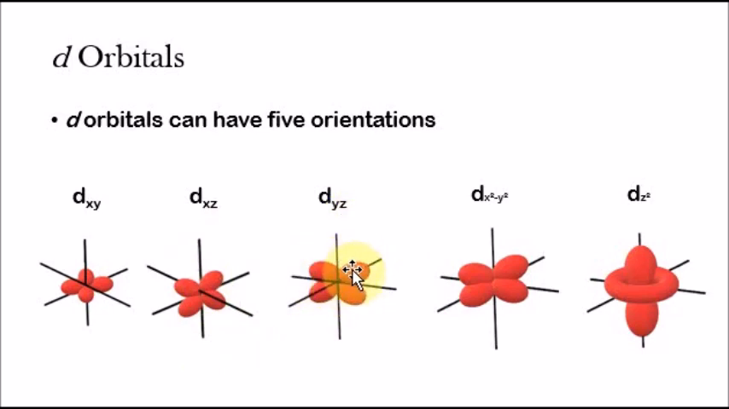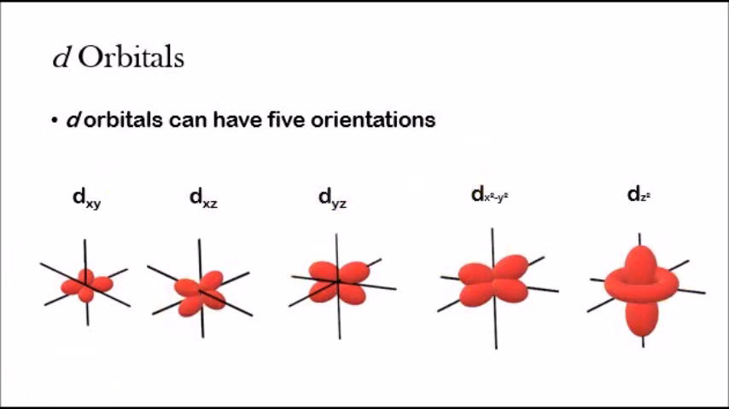The orbital is between the y-axis and the z-axis. Then d of x squared minus y squared, which means that the orbitals, instead of being in between the axes, are right on top of the x and y-axes. And then we also have this interesting looking one called d of z squared. Those are the five orientations for d orbitals.